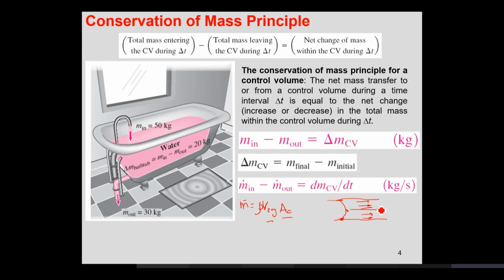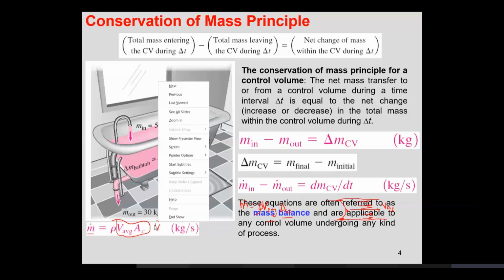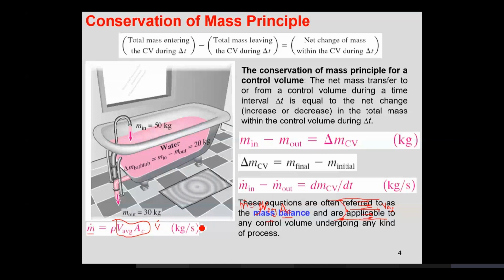This is V average. Now, this is the mass flow rate equation, where mass flow rate is density into V average into AC. Do you know what this term, V average into cross-sectional area, is? Volume flow rate. Very good. So this is essentially the volume flow rate, which is meter cube per second.